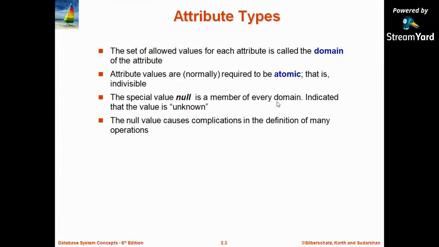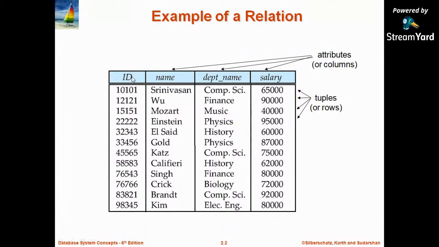Now we will see the attribute. The attribute is a column where you can have the attribute name. What are the attributes? ID, name, department name, and salary. So we will be learning the theory related to the attributes.